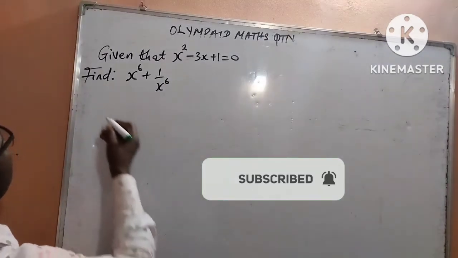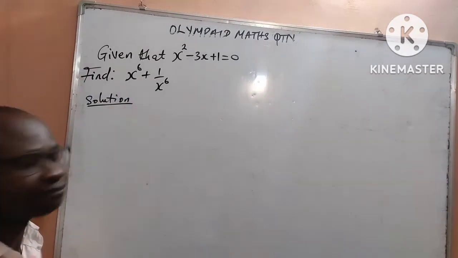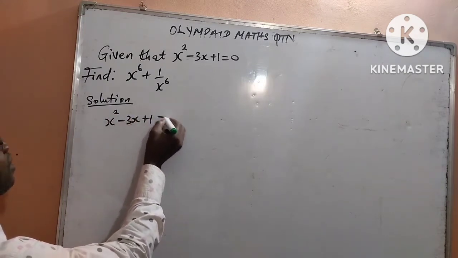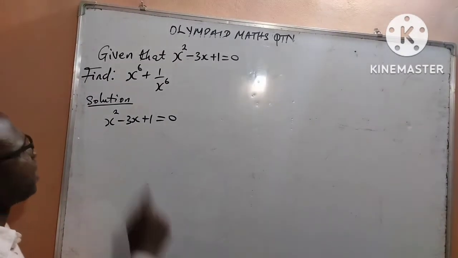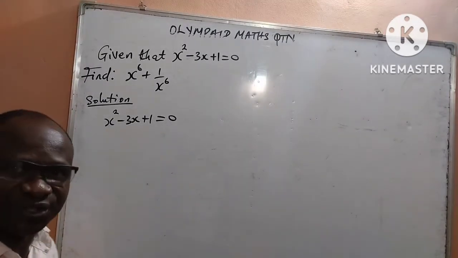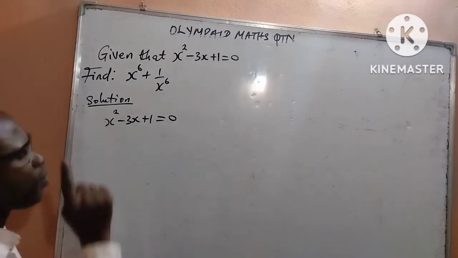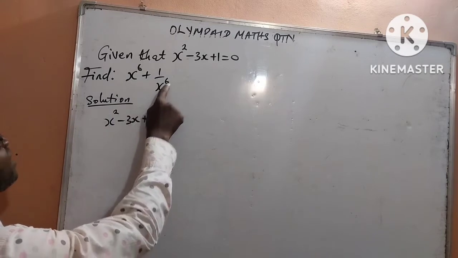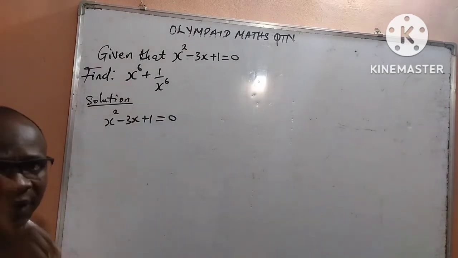Let's go. We have been given by solution, we are solving x to the power 2 minus 3x plus 1 equal to 0. Our interest, though this is a quadratic equation, is not to find the roots of the quadratic equation. Our interest is to solve this question in terms of x to power 6 plus 1 all over x to power 6 to get the actual value of what this should be for us.